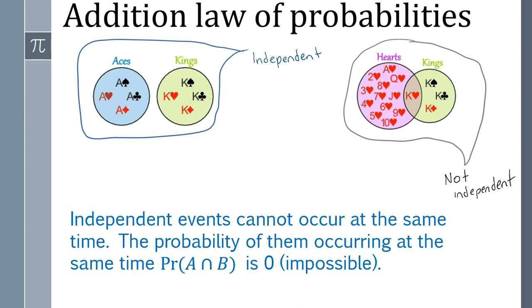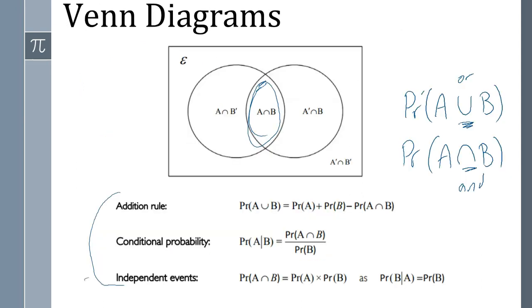Now, we need to know the difference between independent and not independent events. So independent events don't cross over at all. You can see they're aces and kings. They've got nothing in common. They don't intersect at all. Whereas hearts and kings, the king of hearts there intersects. So when we talk about independent, we're talking about two sets of data that have nothing in common. And we need to know that because independent events have a different rule than non-independent. So if they cross over, we've got to take that into account.